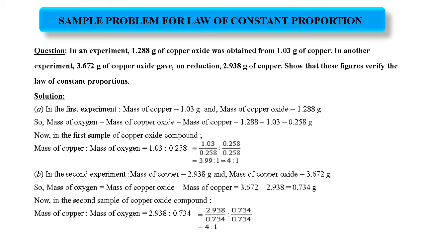Similarly, we will calculate the ratio in the second experiment. First, by calculating the mass of oxygen from the given values of copper oxide and copper, and by solving them, we got the ratio of mass of oxygen to the mass of copper as 4:1. So, by both the experiments, we got the same ratio of masses of oxygen and copper, that is 4:1. Hence, this law is verified.